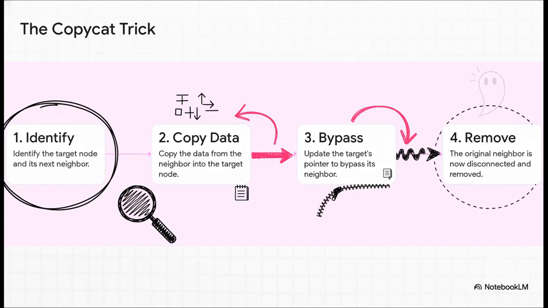Let's walk through this copycat trick. So first, you look at your target and its neighbor right next door. Step 2, you do a little identity theft. You copy all the neighbor's data into your target node. Then, for the final move, you rewire your target's next pointer so it completely leapfrogs over that original neighbor. And just like that, the neighbor is cut off, and our target node is now a perfect imposter. It wasn't deleted, it just changed its identity.